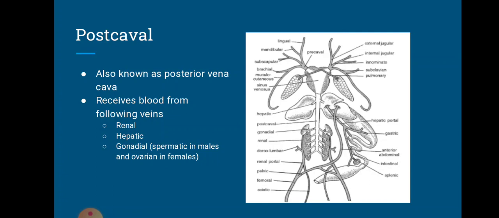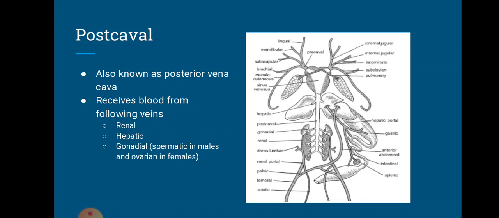Next, about the postcaval vein. This postcaval vein is also known as posterior vena cava. It receives blood from the following veins: renal vein, hepatic vein and gonadial vein. Gonadial vein is known as spermatic vein in males and ovarian vein in females. Renal veins are a set of veins. Around 5 to 6 pairs of veins are there. Renal veins arising from the kidneys join the posterior vena cava.